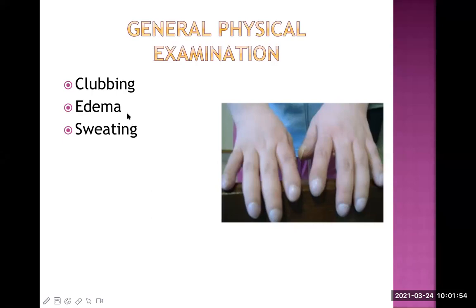Edema is routinely examined because this is a case of heart disease. We examine edema on the lower limbs near the ankle area, and sometimes puffiness of the face can also happen. Sweating is a common feature of heart failure because of sympathetic overstimulation.